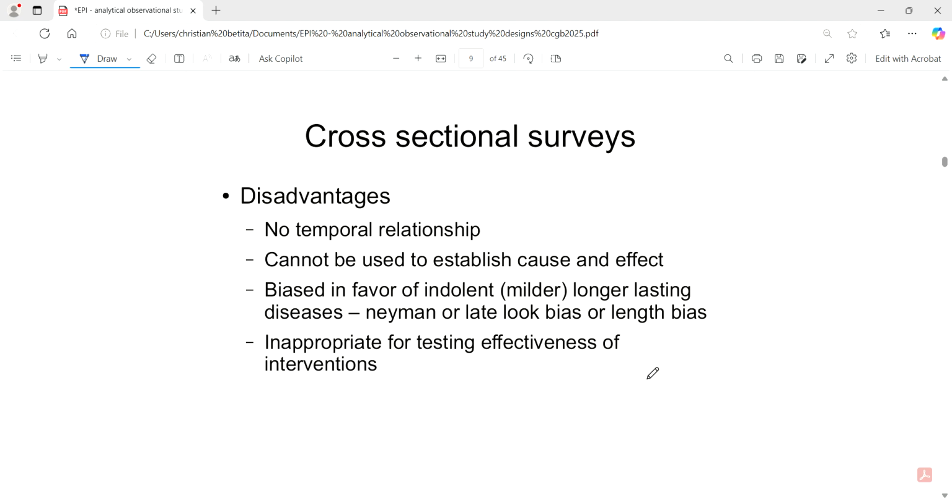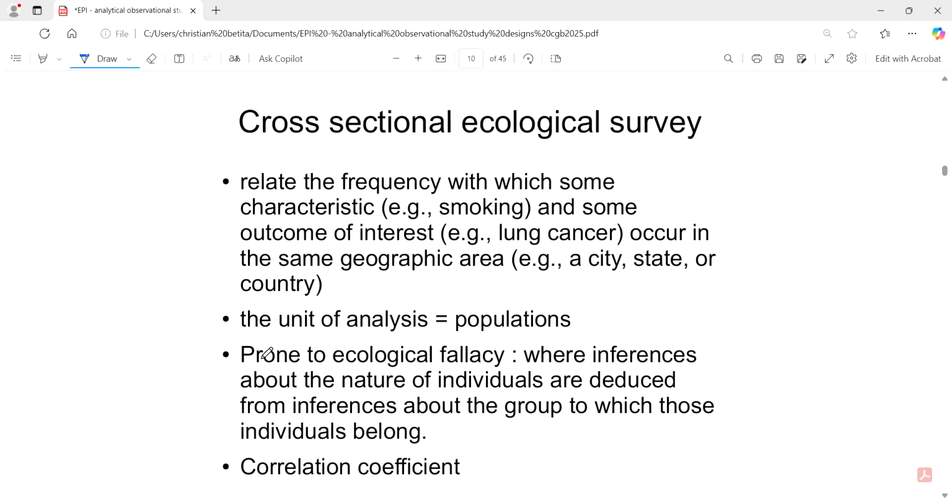The disadvantages of cross-sectional surveys include no temporal relationship, because the data on exposure and outcome are collected at the exact same time. And because this data is collected at the same time, you cannot establish cause and effect. It is biased in favor of milder, longer-lasting diseases, and this is referred to as your Neyman or late-look bias or length bias. And it's inappropriate for testing the effectiveness of interventions. Kasi nga, you're getting the data at a single point. Okay? Walang follow-up na nagaganap.